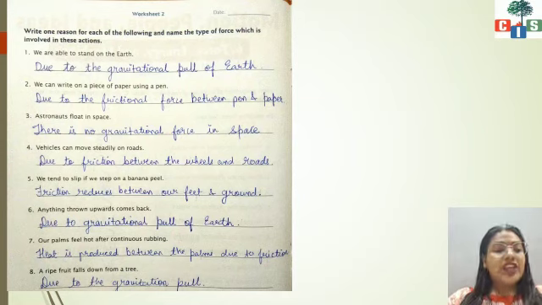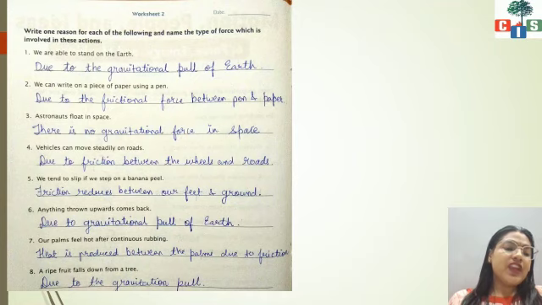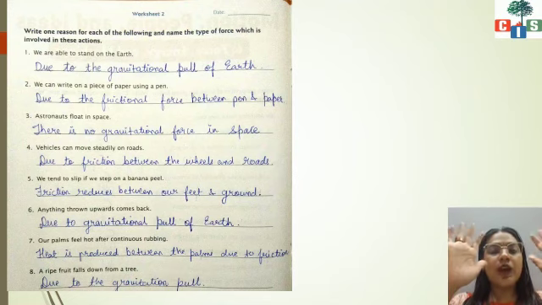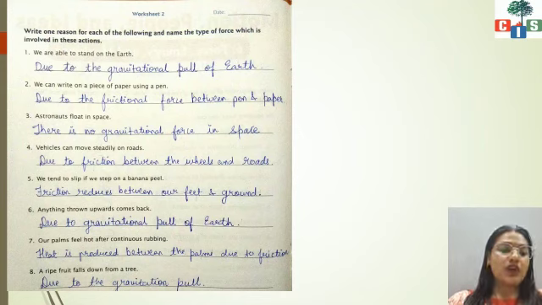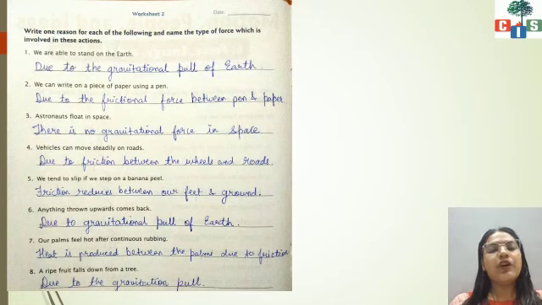Then the sixth one, anything thrown upward will come back. So anything we are throwing in the upward direction will come back down because of the gravitational force. Very easy. Then the seventh one, our palms feel hot after continuous rubbing. Yes, whenever we rub our hands like this, our palms become hot because of the frictional force between the two palms. Then eighth one, a ripe fruit falls down from a tree because of the gravitational force. Gravitational force will pull the fruit in the downward direction. Okay, this was an interesting worksheet.